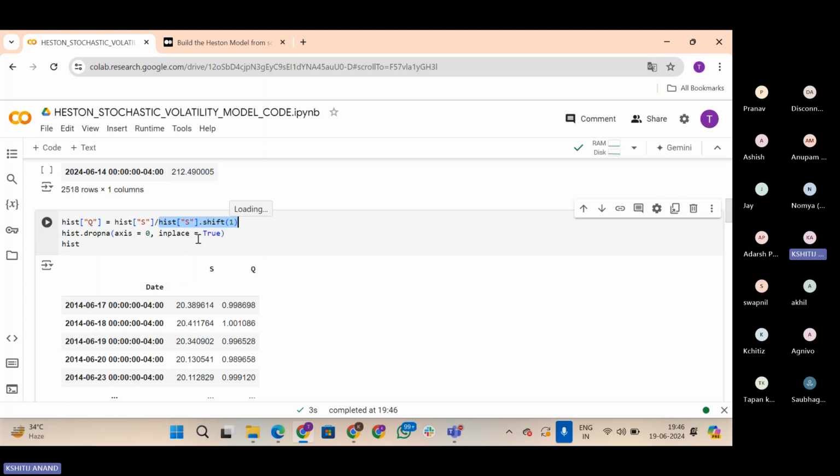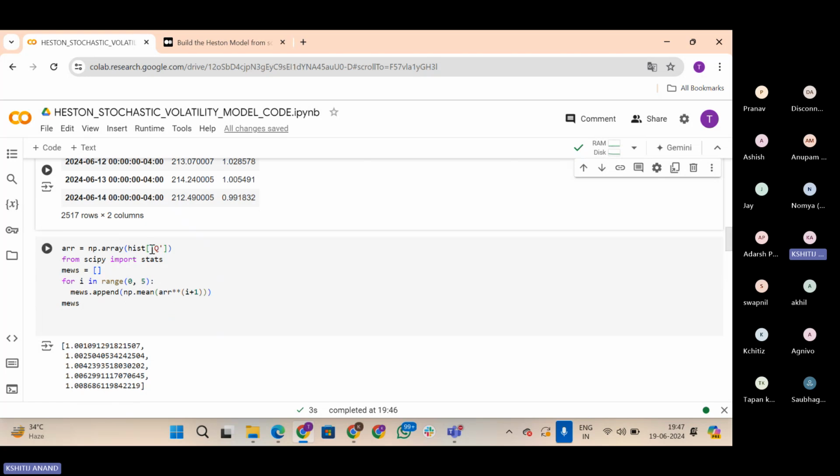Now for the first date, that is for 16th, we won't get any Q, right? Because for 16th, we won't have any data one day back. So we won't be able to divide by something. That is why we have dropped that row. Drop any is used to drop that row.